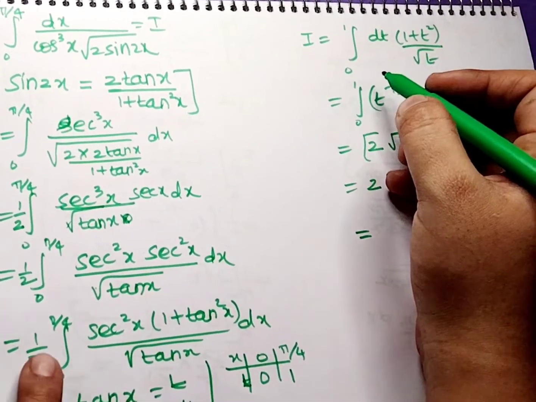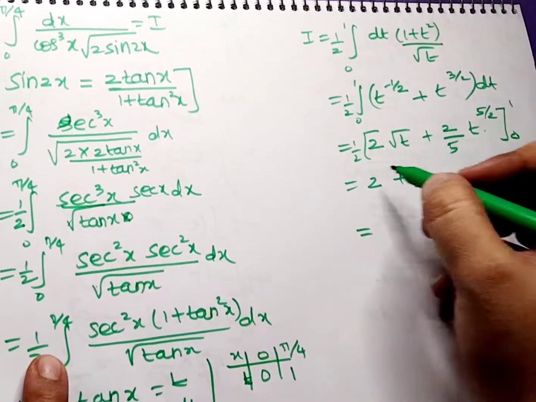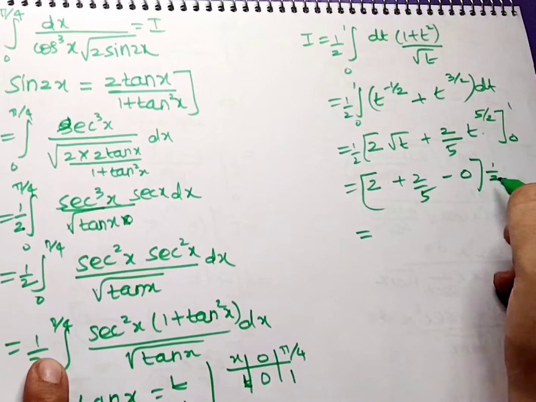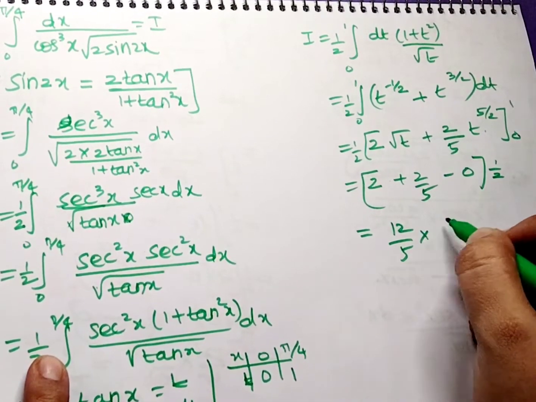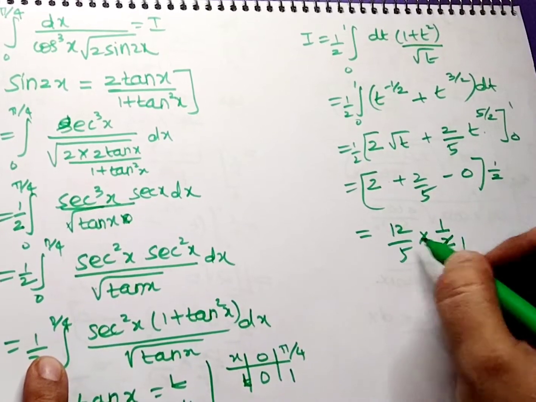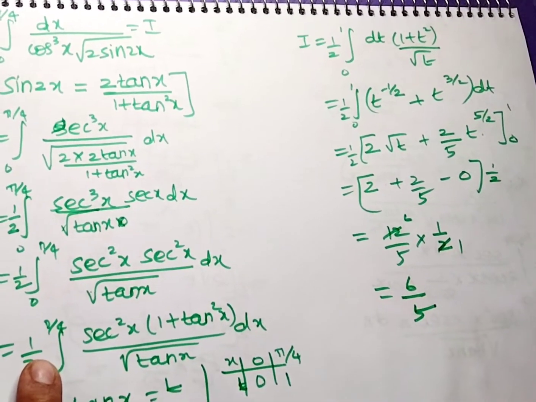And overall we have this 1 by 2, isn't it? So that we should not forget. So the whole into 1 by 2. When we take the LCM, 5 2s are 10 plus 2, 12 by 5 into 1 by 2 we have outside. So we can cancel this 2 and 12. It is 6 by 5.